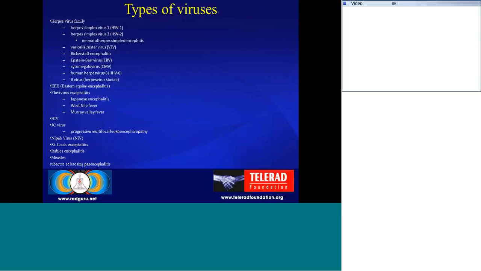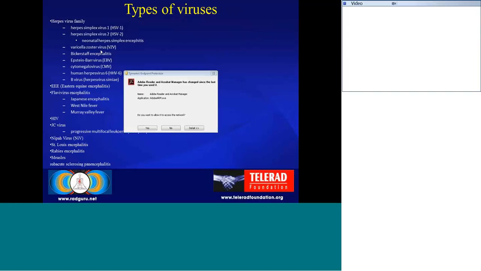So these are the different types of virus. We have a broad heading like the herpes virus family, which is a DNA type virus. We have herpes simplex virus 1, which causes adult or sporadic viral encephalitis. Herpes simplex 2 is neonatal herpes, which occurs in neonates due to an infected birth canal. The Varicella-zoster virus is also a DNA type of virus.